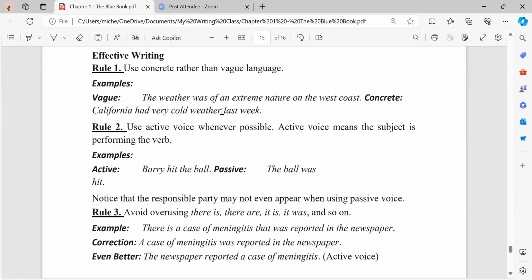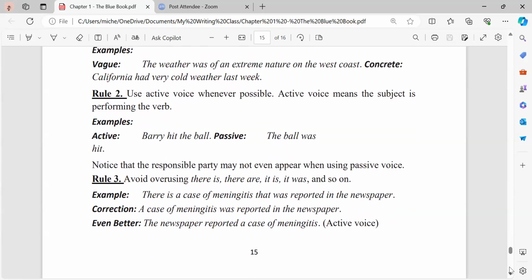So okay, the difference is something like this. The first sentence right here doesn't really describe anything: the weather was of an extreme nature on the west coast. It's just saying that it has an extreme nature of weather. And then the concrete one: California had very cold weather last week. It's more concrete. How was the weather like? It is cold, it was in California, and the time was last week. So that's a concrete sentence. And then for rule number two, we have the active and passive voice.